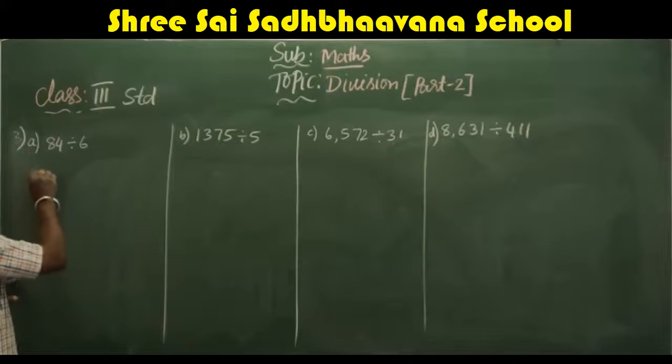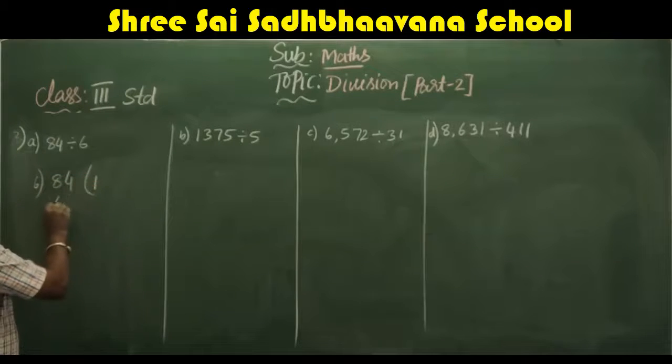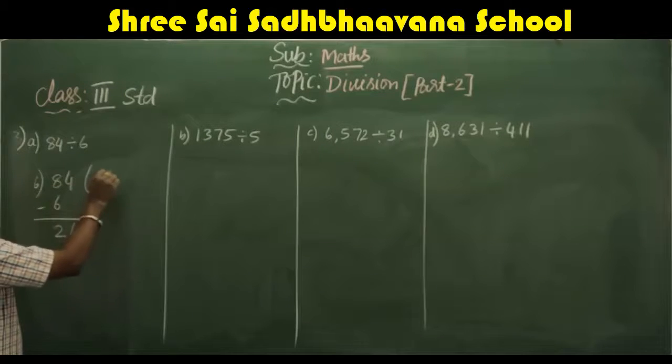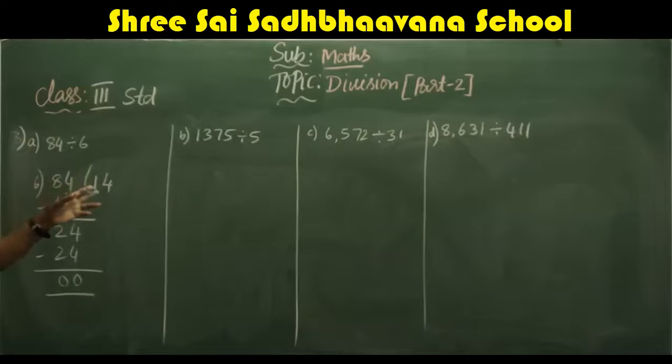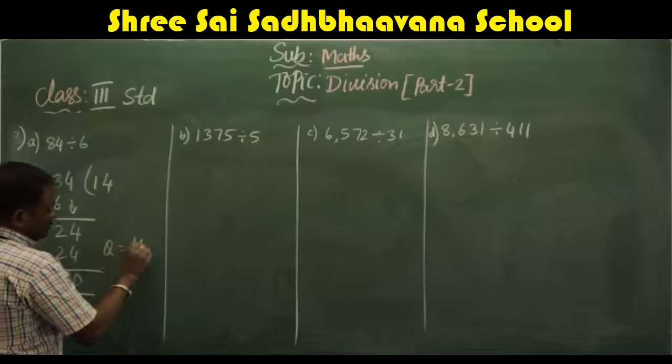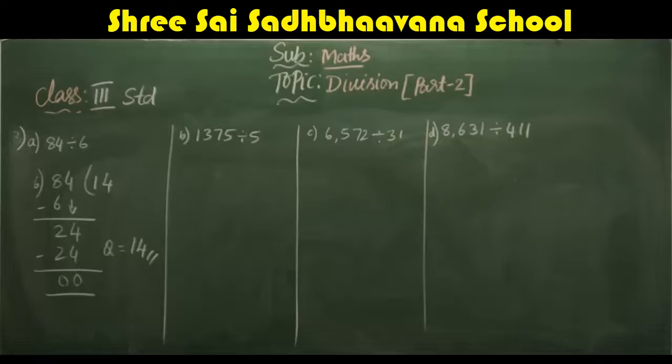So we will divide from the 6, you divide 84. 6 1s are 6, 8 minus 6, 2, 4. 6 4s are 24. You subtract, 0, 0. So what is the answer? 14 is the answer, 84 divided by 6. 6 1s are 6. 8 minus 6, 2. Take down 4 here. 6 4s are 24. 24 minus 24, you get 0. So what is the quotient here? Quotient is equal to 14.